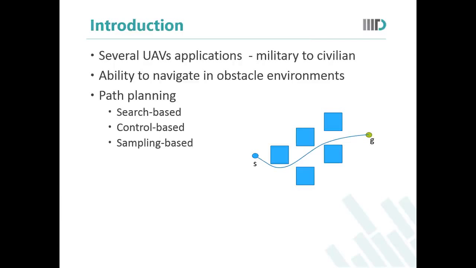The idea is that we want to design path planners so that the vehicle can move from a given source S to a goal G in the presence of obstacles. There has been plenty of research literature on path planning. In a broad sense, we can categorize it into three categories: search-based, control-based, and sampling-based.